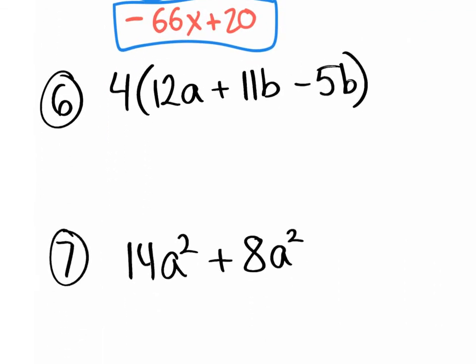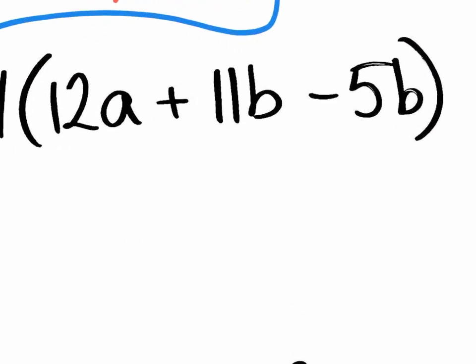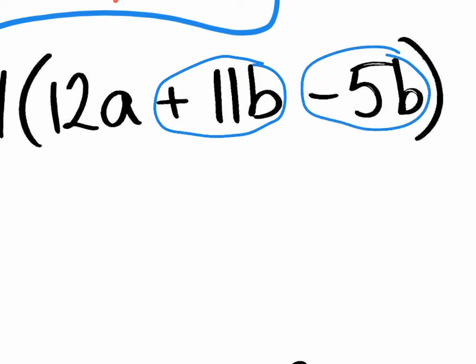Number 6, you have the option of distributing, because after all, simplify means distributive property and combining like terms. But notice that we have parentheses here. So let's zoom in and combine what we could combine on the inside. 11b and 5b. So this positive 11b and this minus 5b, when I combine those in my head, it's positive 6b. So I have a plus 6b.